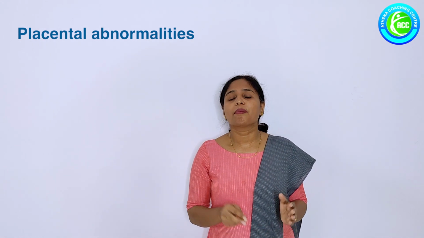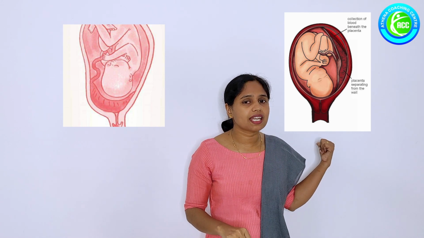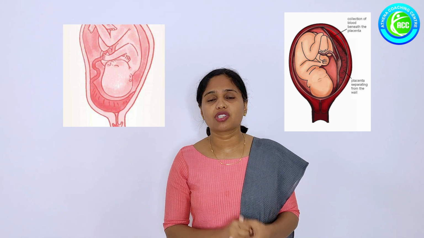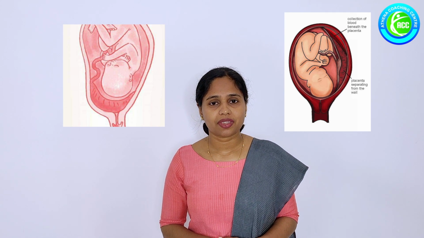So first I will discuss placental abnormality. Out of that, two major and very important conditions are placenta previa as well as abruptio placenta. Placenta previa is a low-lying placenta, whereas abruptio placenta is premature separation of placenta.